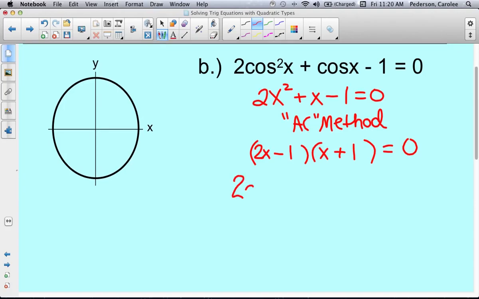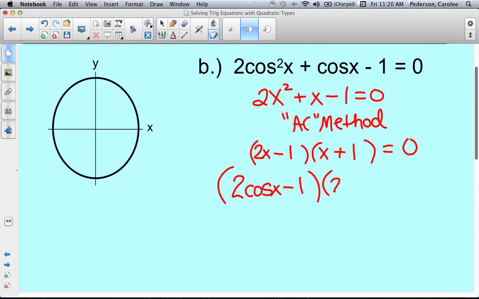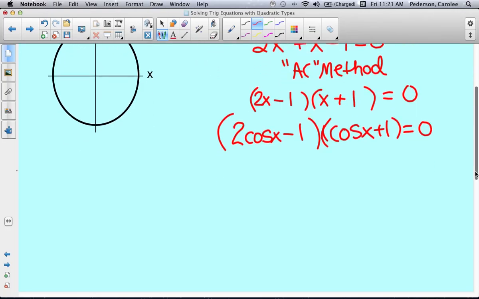Now let's replace those x's with cosine of x's. So it looks like this. All right. Now we have this quadratic equation in factored form. We use the zero product property, and we set those factors equal to 0 and solve for x.